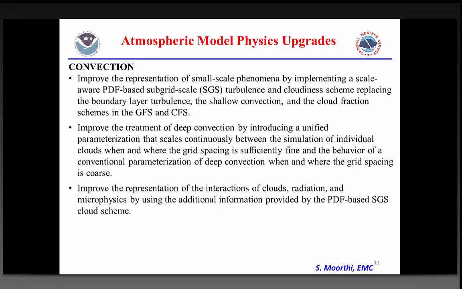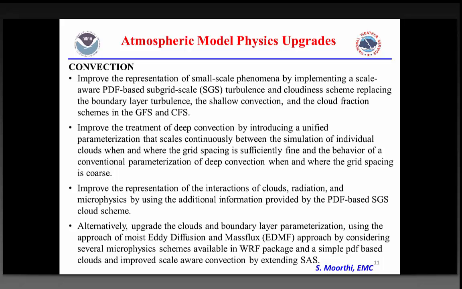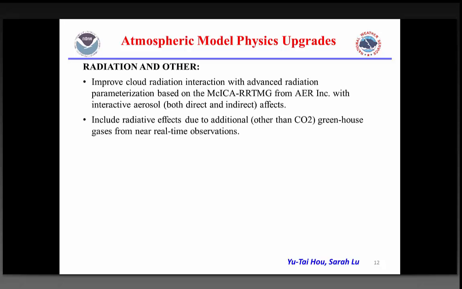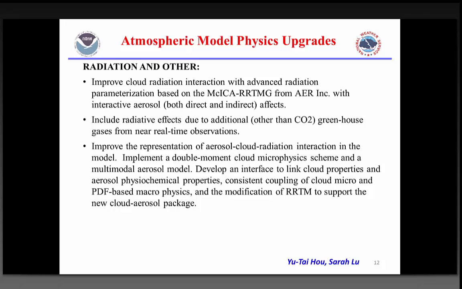Improve the representation of cloud radiation, microphysics, etc. And there are many approaches being followed at the NCEP on this. Radiation is extremely important for planets. Actually, it's important for all spheres, especially for planets. And we're also looking at aerosols, both indirect and direct effects. The main thing you want to take away from here is you must have consistent clouds, convection, radiation, and microphysics.